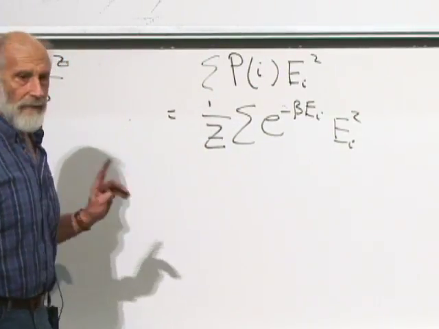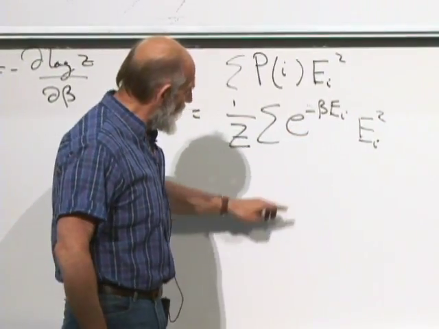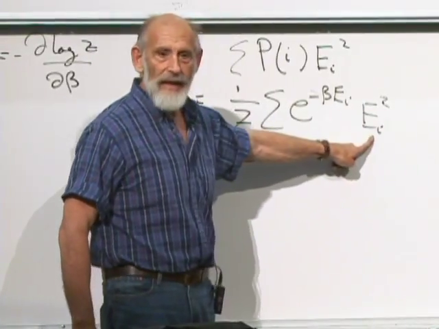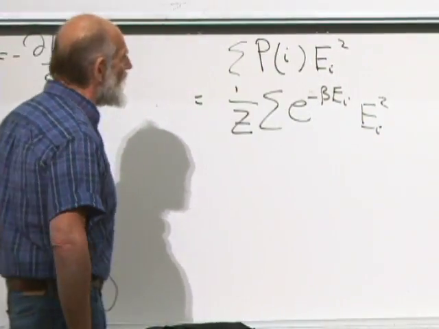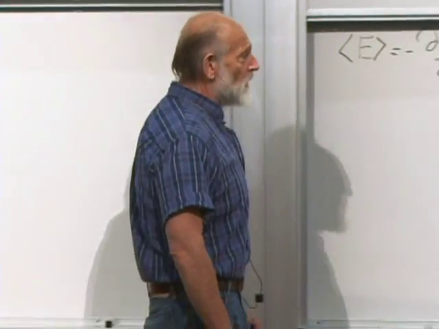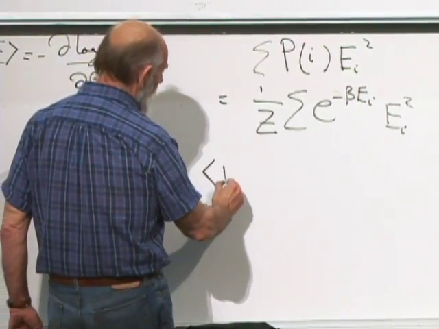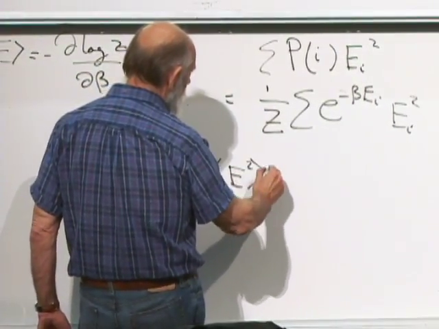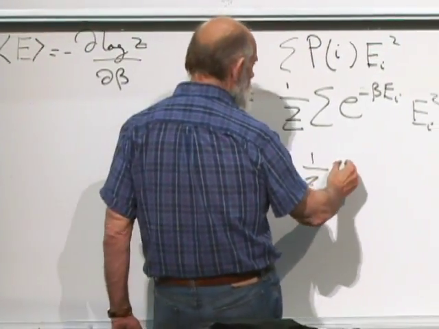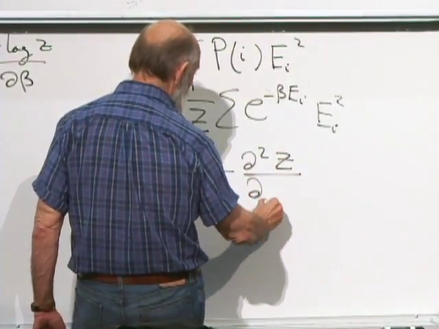Remember what I did to find the average energy. In that case we only had one power of energy here. We just differentiated with respect to beta to bring down that E here. What should I do to get to E squared? Second derivative. Take the second derivative. When I take the second derivative, we'll find out that the average of E squared is just 1 over Z times the second derivative of Z with respect to beta squared, correct?